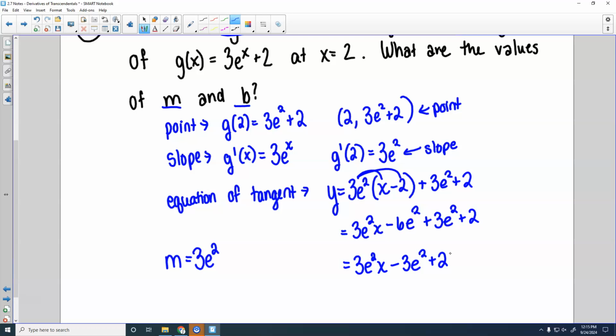Whenever I look at this, I'm looking for the y equals mx plus b. This number right here is your m. We've already said that because that's our slope. It is multiplied by the x. And then this other stuff over here, that is your b. So we would say b equals negative 3e squared plus 2. And if we had a calculator, we could just type those in and get a decimal. But of course, this was not a calculator active question, so we couldn't do that.